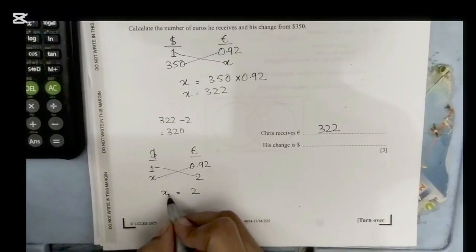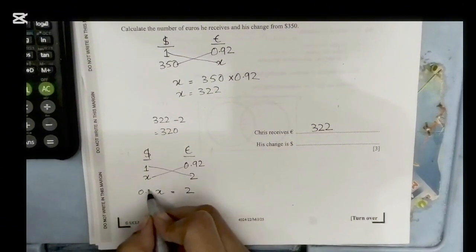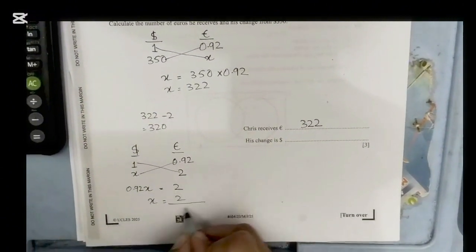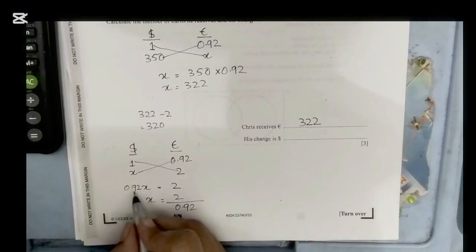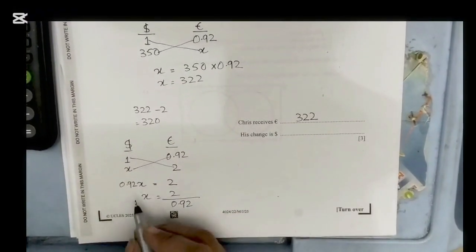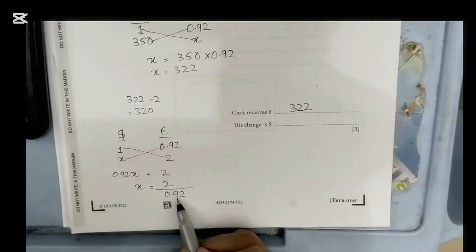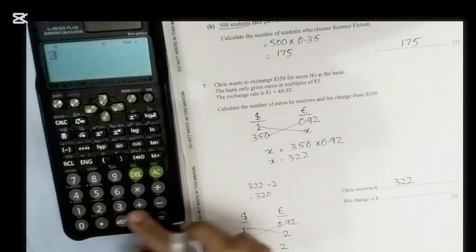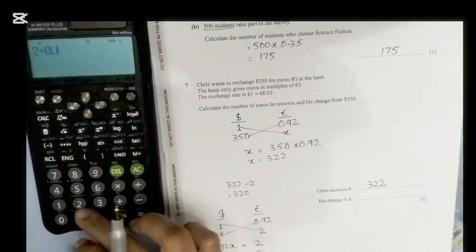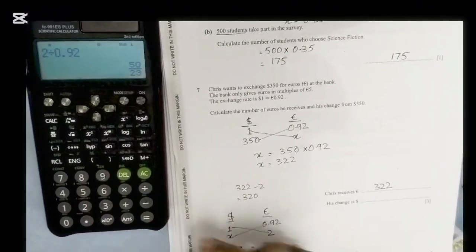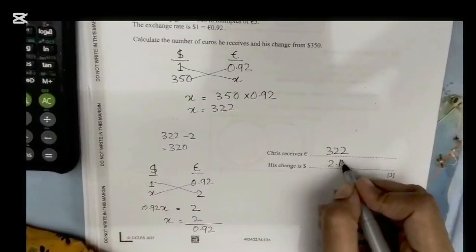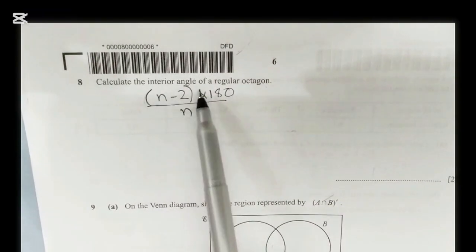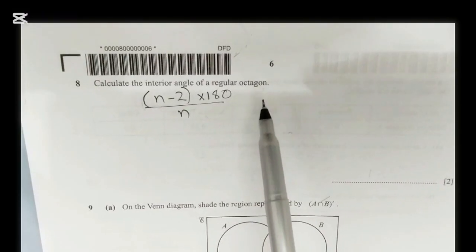But 0.92x, if I write over here 0.92, so now I have to find out 2 divided by 0.92 to find out the value of x, because 0.92 is multiplying over here. If I would shift to this side of the equation, it would be divided. Now we can use the calculator. 2 divided by 0.92, so we'll get 2.174.